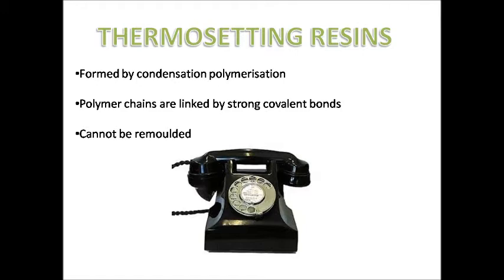That is, unlike thermoplastic resins, which are remoldable, thermosetting resins cannot be remolded because polymer chains are held together by strong covalent forces. So they're going to be stronger and harder than their thermoplastic resin counterparts. And that's why that image of a bakelite telephone is at the bottom of your screen. Bakelite is a phenol formaldehyde resin which has exceptional mechanical properties, and that's the reason it was used in the making of those ancient telephones.